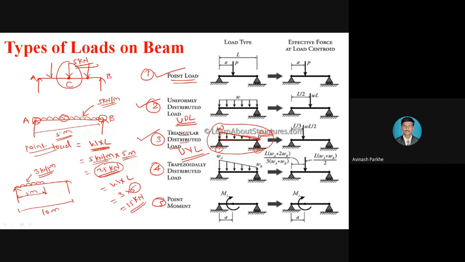Now, in this figure, from the left side to the right side, the load continuously decreases at a constant rate. That particular load is called a uniformly varying load. In the second figure, if I draw one more figure, for example, here I will draw.